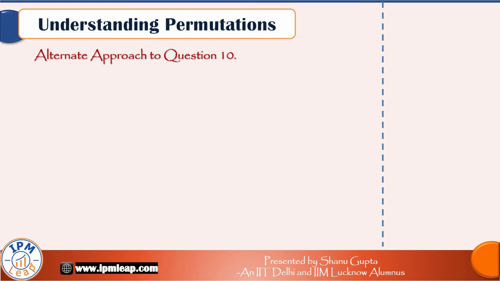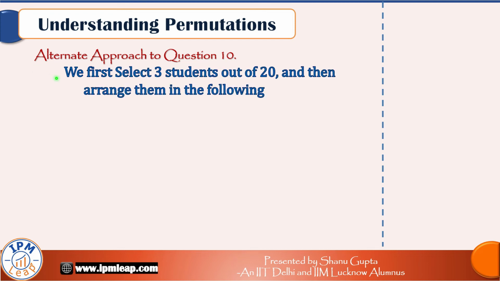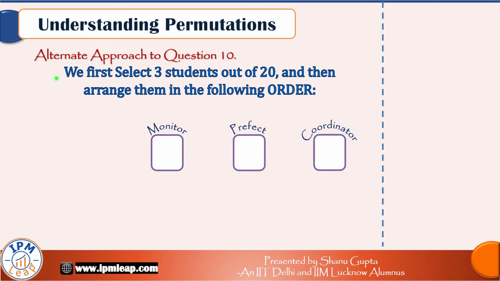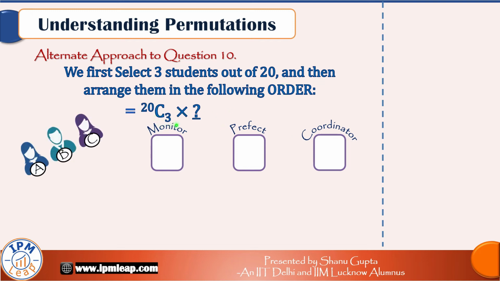Now let's do the same question using an alternate approach, which will also highlight the difference between combinations and permutations. So to form a committee of 3 students and then assigning them roles, the class teacher needs to do 2 tasks back to back. First, she needs to select 3 students out of 20, and this we know can be done in 20C3 ways. And next, she needs to assign the 3 roles to the 3 students that she has picked, right? So let's suppose she has selected A, B and C.